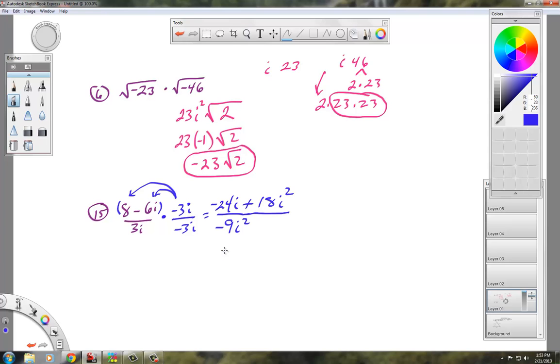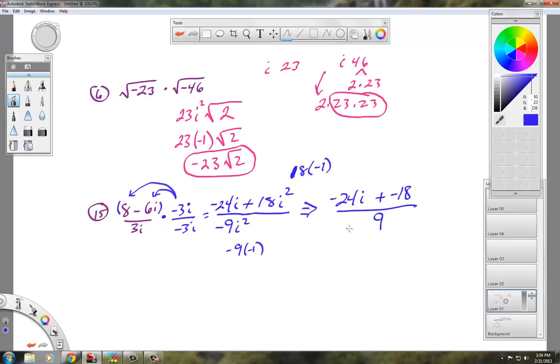Now, I would love to say we're done with that, but we're not even close to being done, because now we have the all-important part of simplifying all this. So every i squared I see is going to get made into a negative 1. I'm just going to carry this over here. That's going to be negative 24i plus 18 times negative 1. That's going to be a minus 18. And on the bottom, that's going to be negative 9 times negative 1. And what's that equal? 9.